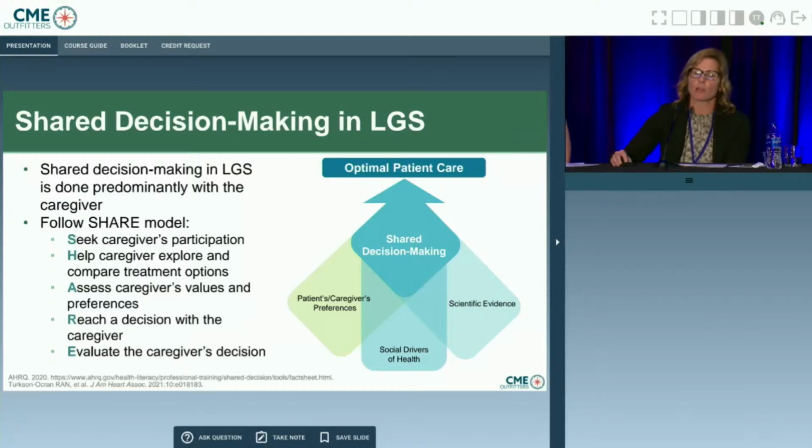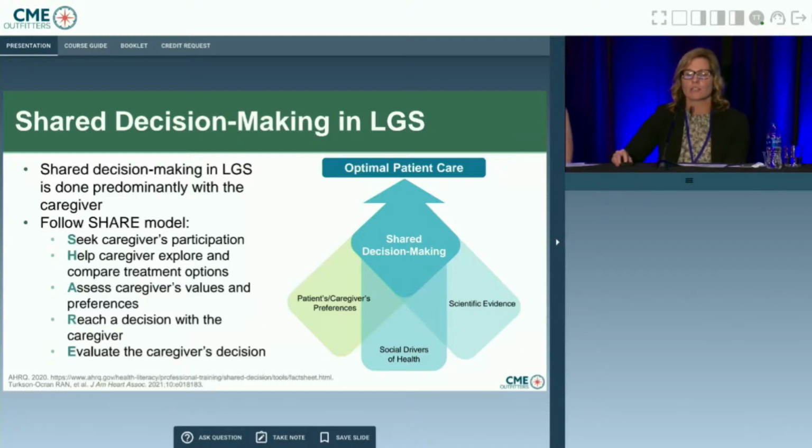And so the SHARE model will tell you to first seek the caregiver's participation in the plan. Our patients with Lennox-Gastaut syndrome oftentimes are not actively participating in developing this care, but if they can, you can involve the patient as well. You want to help them explore and compare the different treatment options. As you can remember a couple of slides back, there are many out there, and where do they know where to start? And so you can give them the information and let them start to look into the treatment options themselves.